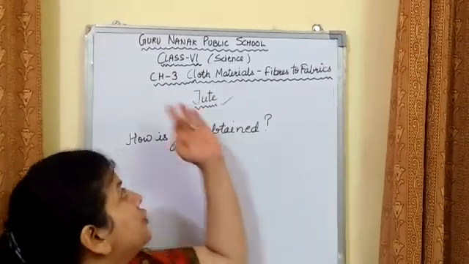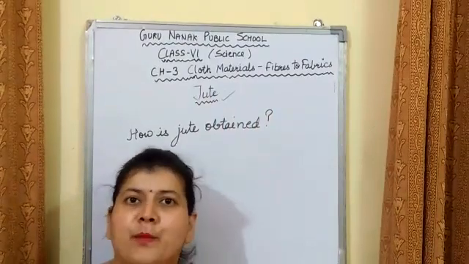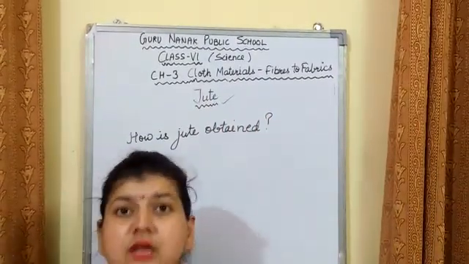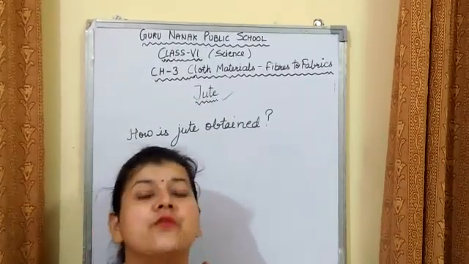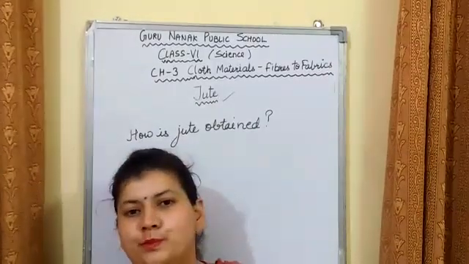Today we are going to continue our chapter number 3, cloth material, fibers to fabric. In our last session, we discussed cotton, a natural fiber, and how cotton is obtained. Today we are going to discuss jute, and how jute is obtained.